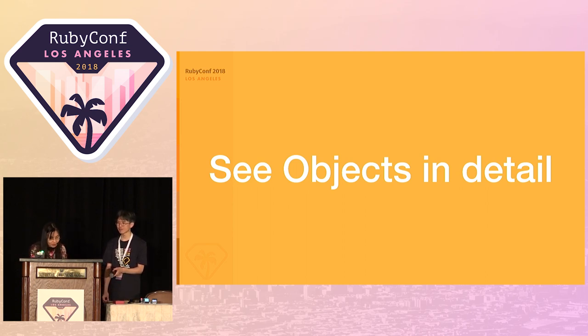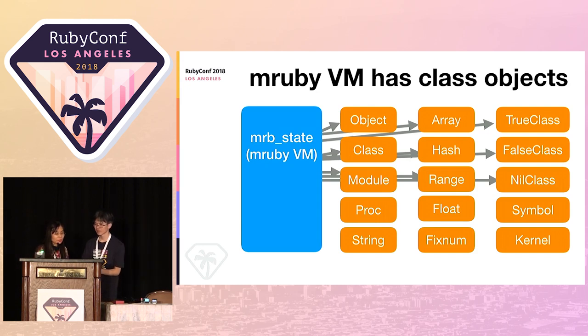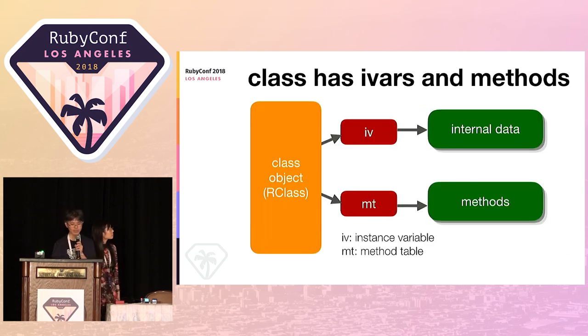Let's talk about mruby objects and their management. mruby is written in C, and so various data structures are defined as structures in C. For example, the entity of the mruby VM is a structure called mrb_state in C. The mrb_state holds main standard class objects as members of the structure. The mruby class object is an RClass structure in C. The RClass structure has members iv and mt. In mruby, iv is an abbreviation for instance variable, and mt is an abbreviation for method table.